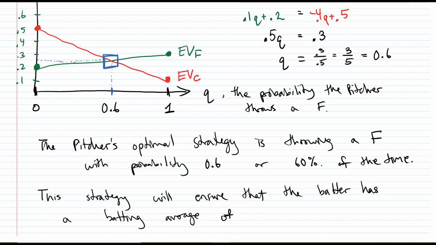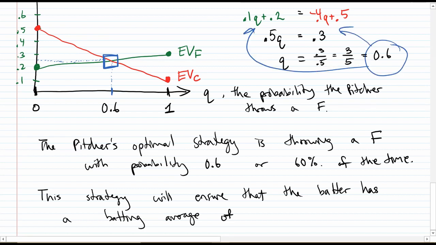Now, how do I find that out? Well, remember, I just plug this back into either one of these equations. It's probably easier to plug it into the EVF equation. 0.1 times 0.6 plus 0.2. That's just 0.06 plus 0.2, which is 0.260.